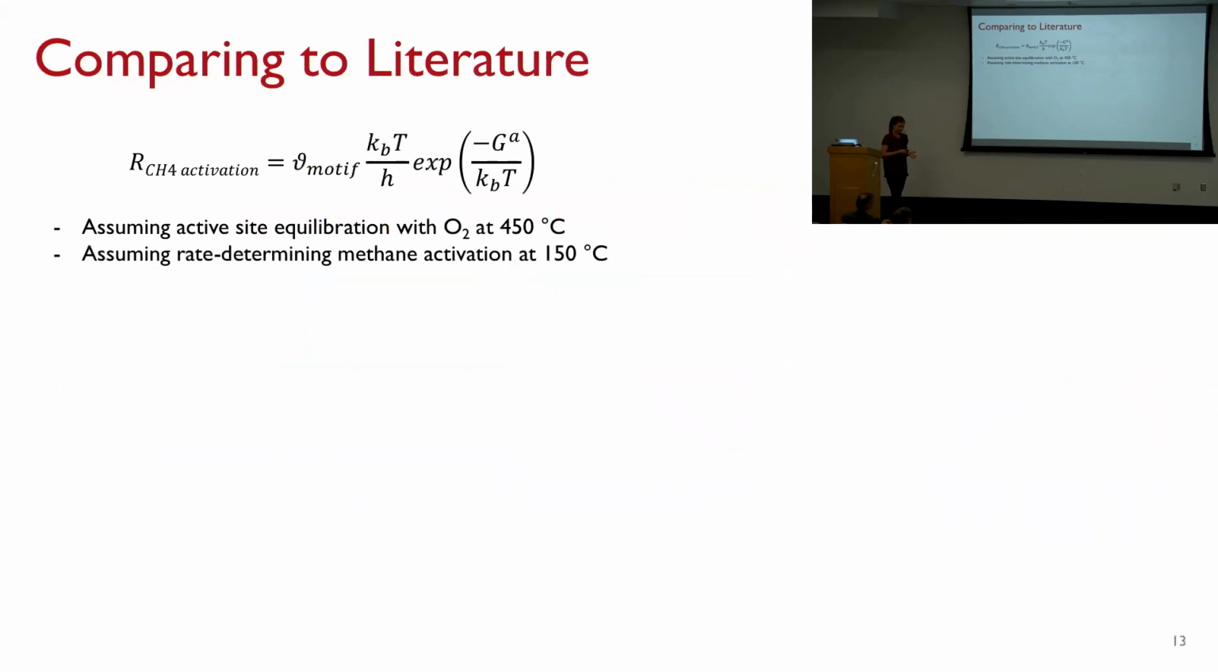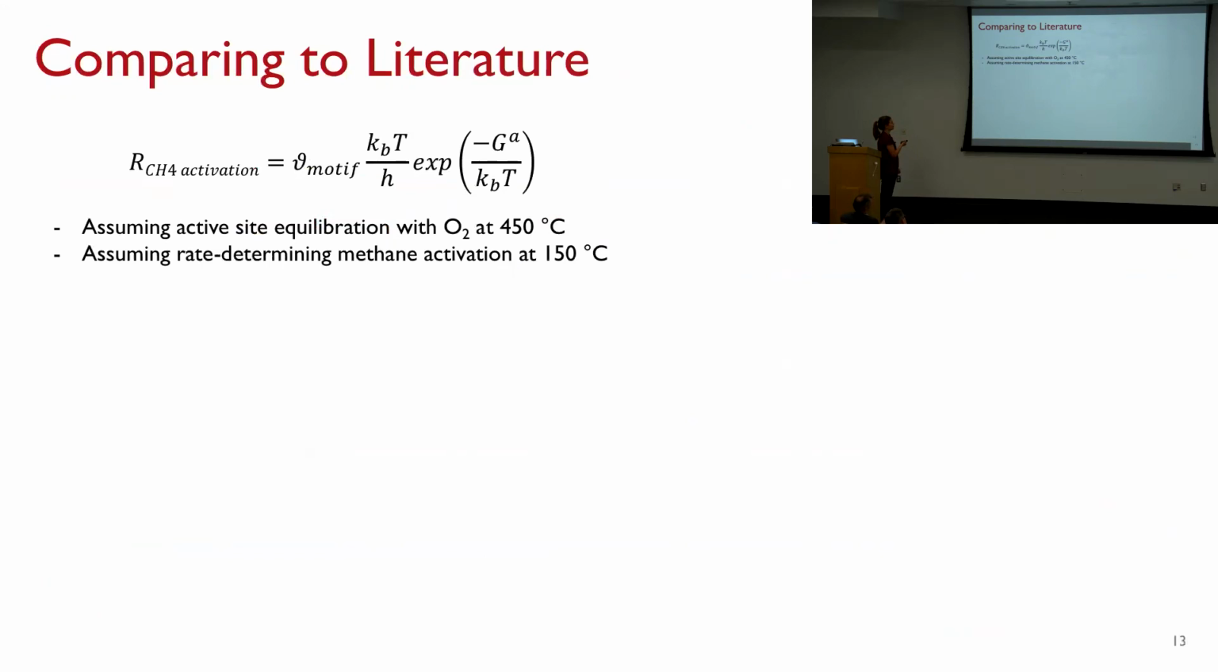A final thing that we can do with the scaling that we found, again, we're interested in rates, so let's think about rates of activation of methane. If we want to do that, then we need to think about how likely it is for the active site to be present on the catalyst in the first place. So that's what this theta motif term is. This is the coverage of active site that you're expected to have at your conditions. And the second term is the molecular rate constant for methane activation. And of course, we know that the free energy of activation now is related to EH.